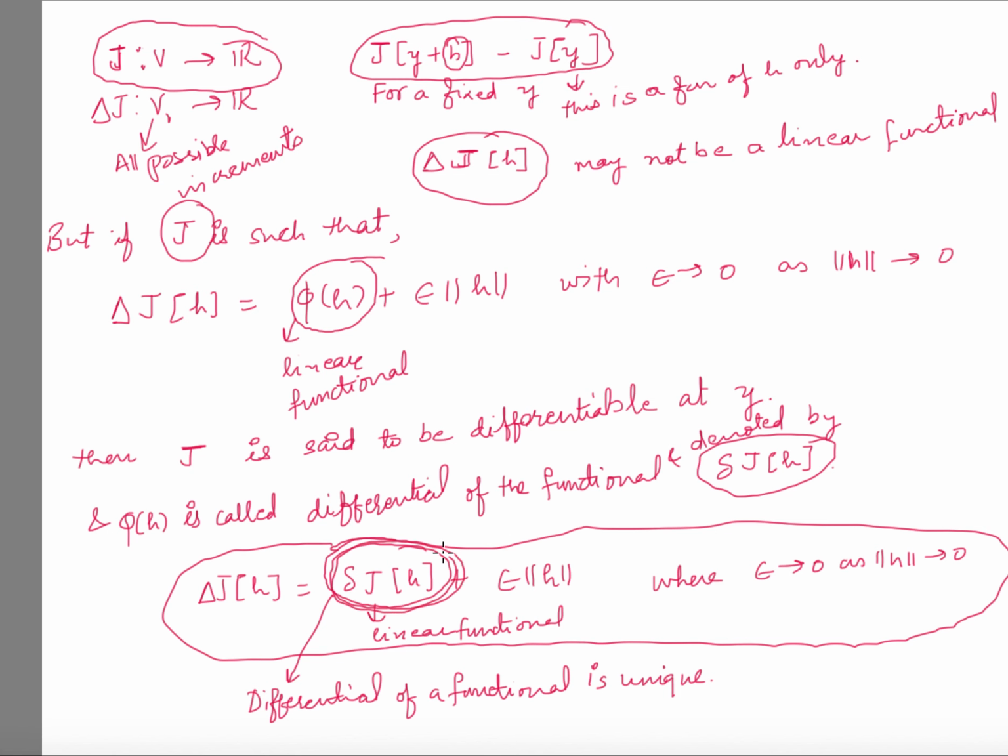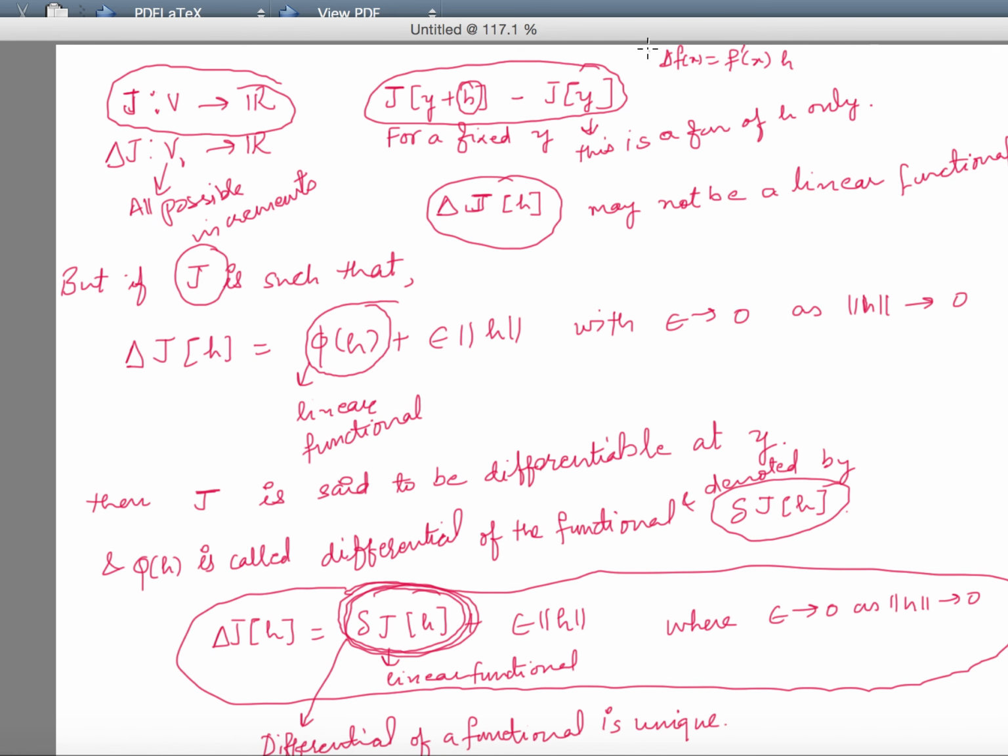Do you remember we had this in case of functions? We have del of f of x is equal to f dash x into h, right? And we were trying to find a condition for maxima and minima, and for that we were looking at this variation, and we obtained a condition on this derivative. Similarly here we have this variation. When we try to find a necessary condition for the existence of maxima and minima, it will turn out that we find a condition on this differential. So it's important to study what this differential is. That we will do in the next video. Thank you.